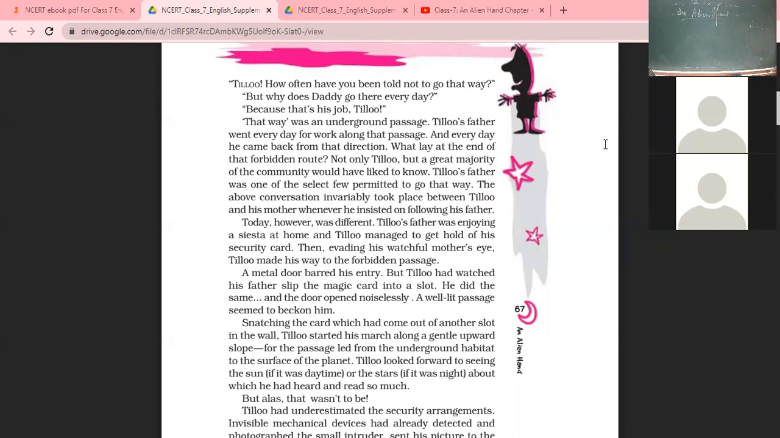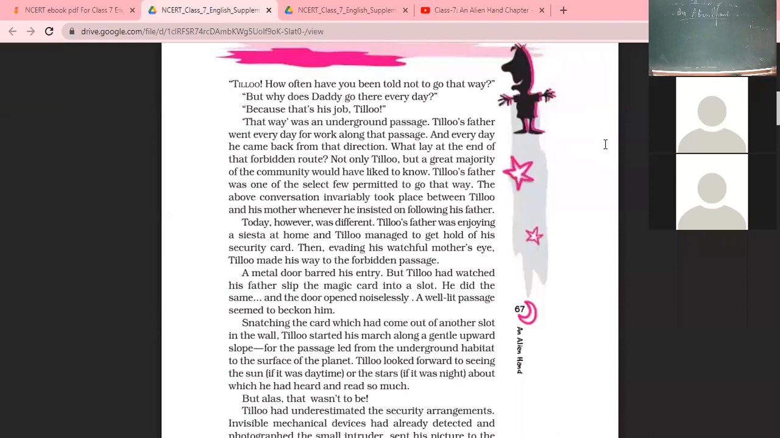So, the above conversation invariably took place between Tilu and his mother whenever he insisted on following his father. This type of conversation often took place when Tilu was always asking his mother, Mom, where is father going? Why is he going through this secret passage? I also want to follow this passage, right?